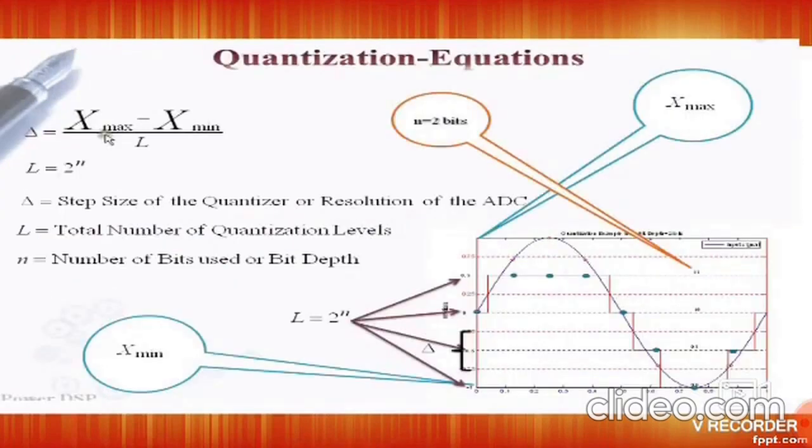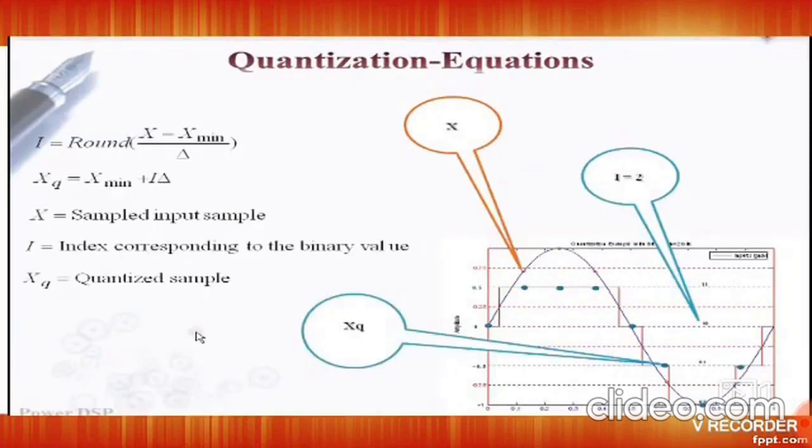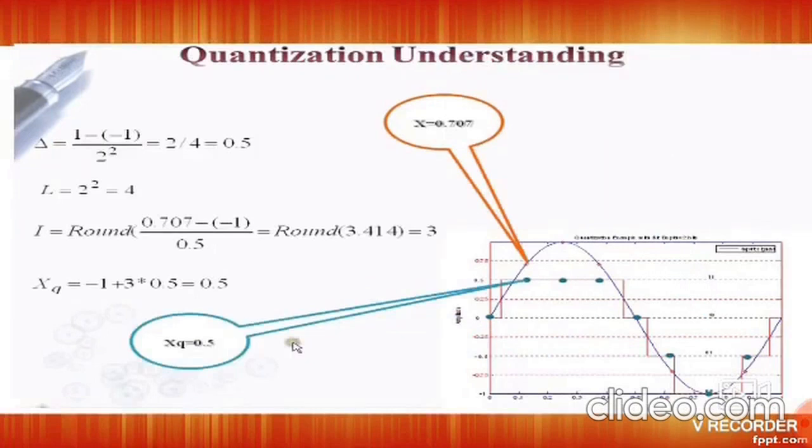Here, in the continuous time analog signal, there are L equal to 2 power n representation levels. Delta is the step size of the quantizer, represented as x max minus x min divided by L. Here n is the number of bits used. After quantization we can find the rounded value, denoted by I equal to x minus x min divided by delta. The step size delta can be calculated for different levels.